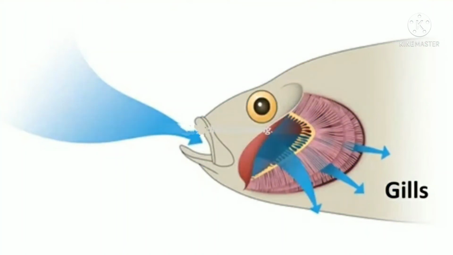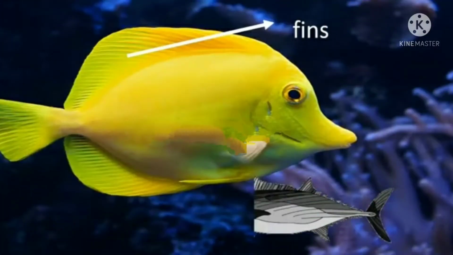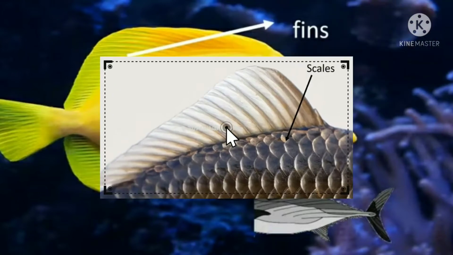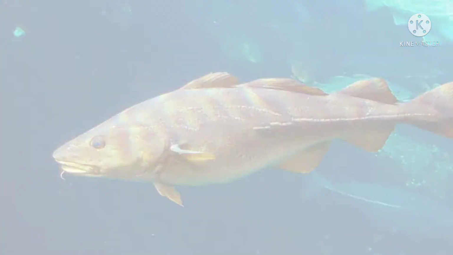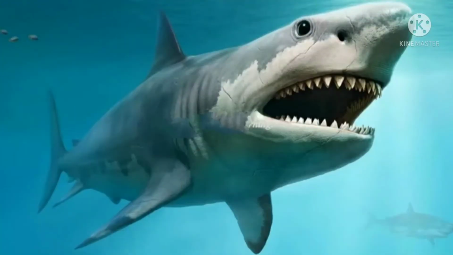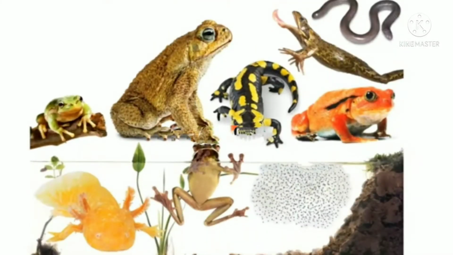Okay. How do fish breathe? Fish breathe through gills. The oxygen from water enters into its body through the gills. How do fish swim? Fish have fins which help them to swim. Fish are covered with a layer of flexible overlapping scales. Examples are cod, mackerel and shark. Okay.